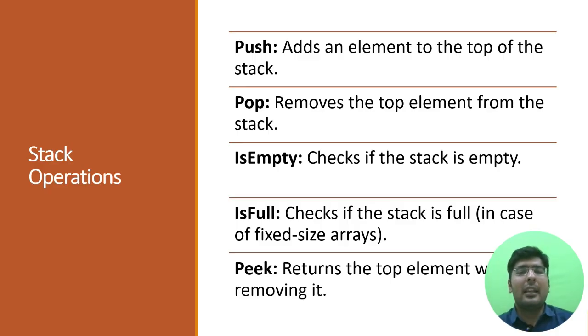So basically there are five operations which are performed on a stack. First one is push. When you add any new element, it is called a push operation. If you remove any element from the top, then it is called a pop operation. If you want to check whether the stack is empty or not, you have to apply the isEmpty operation. If you want to check whether the stack is full or not, you have to use the isFull operation. And if you only want to return the top element, then peek is the correct operation.